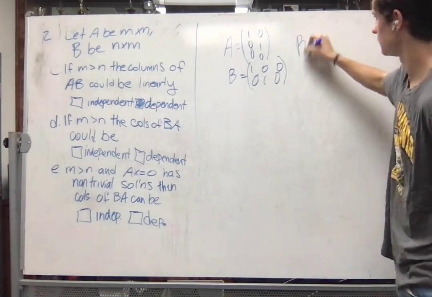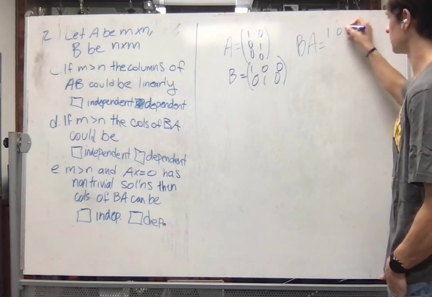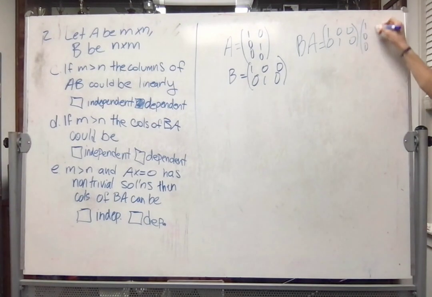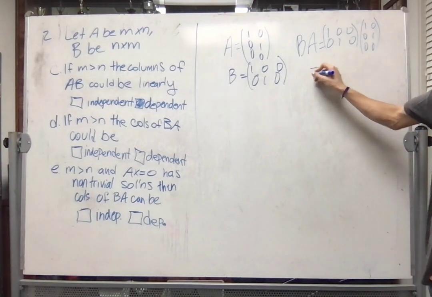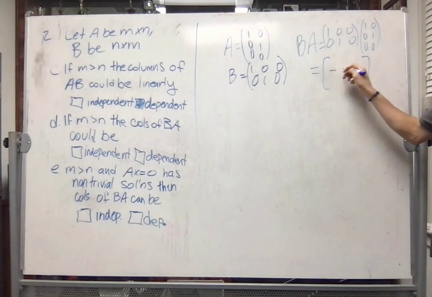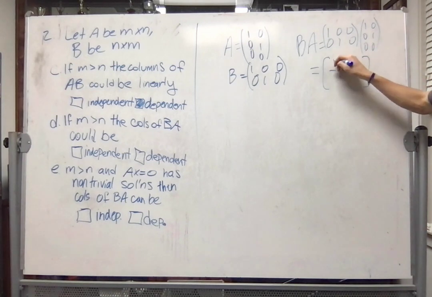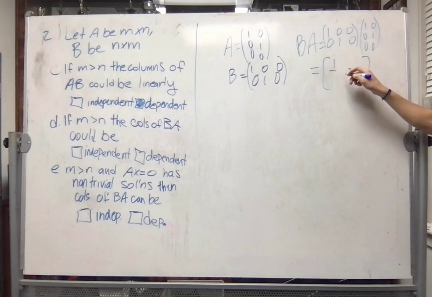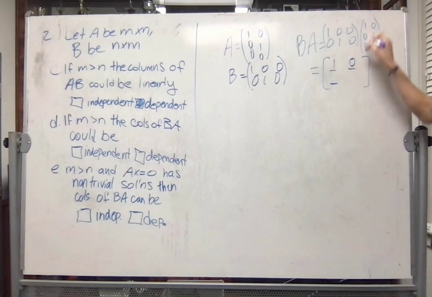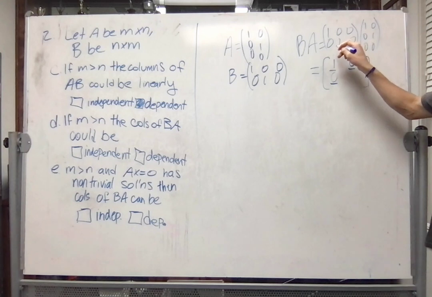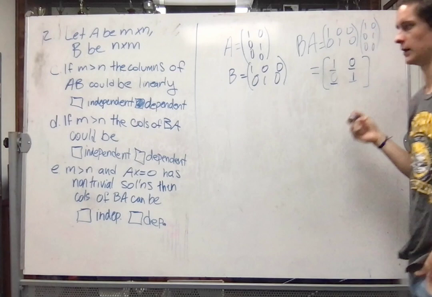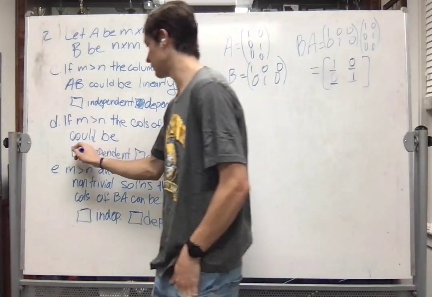So BA is going to be 1, 0, 0, 0, 1, 0 times 1, 0, 0, 0, 1, 0. So this product is going to be 2 by 2. In the first entry, that's the first row times the first column, that's 1. In this entry right here, it's the first row times the second column, that's 0. In the third entry, it's the second row times the first column, that's 0. And right here, it's second row, second column, that's 1. So here is a case where the columns of BA can be independent.